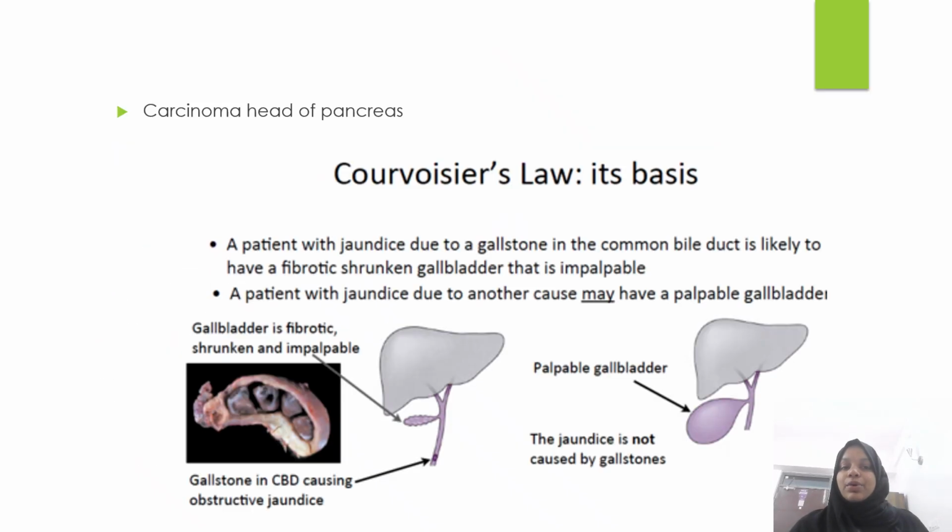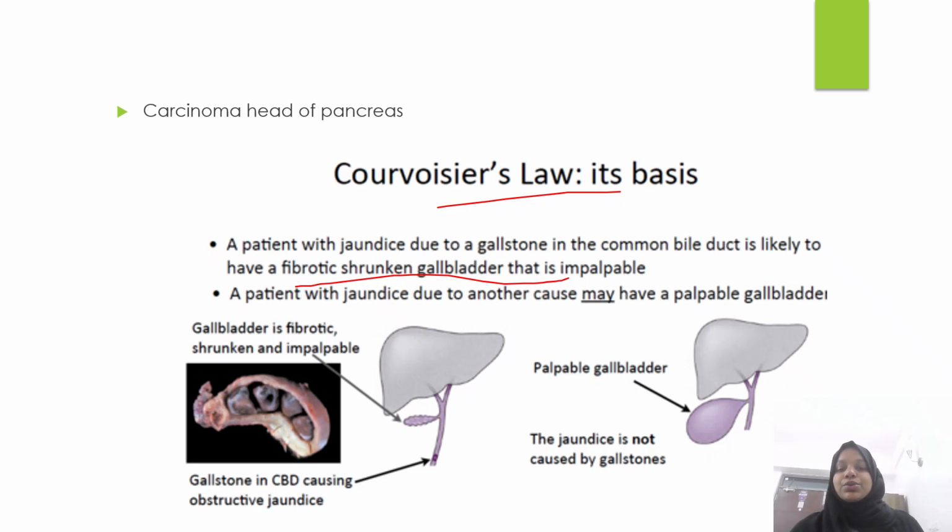Because there is some law called Courvoisier's law. That means a patient with jaundice due to a gallstone in the common bile duct is likely to have a fibrotic shrunken gallbladder that is impalpable. So with jaundice, if you get a palpable gallbladder, it's very unlikely to be due to stones. That means in this case, we have jaundice along with the palpable gallbladder, so it's unlikely to be due to stones and more likely to be due to other causes like malignancy.